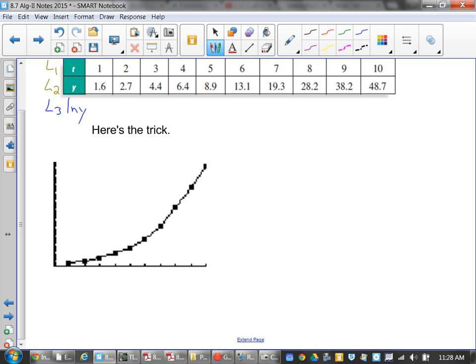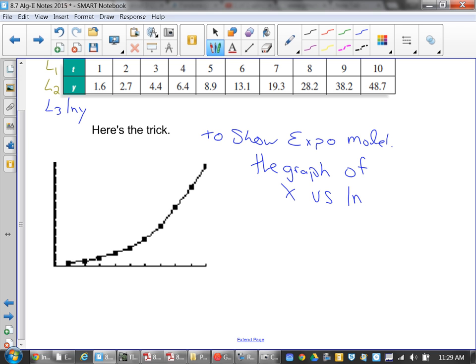Because what happens is, to show exponential, the graph of x versus natural log of y should be linear-ish.